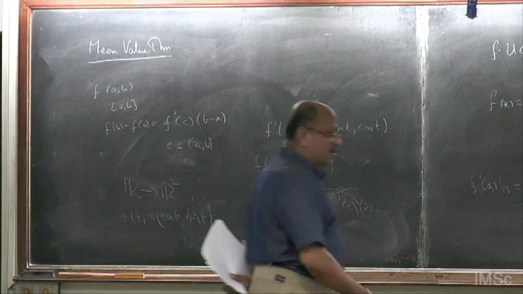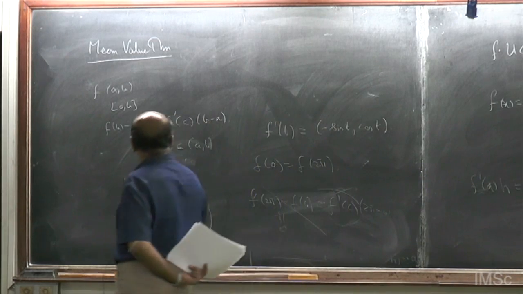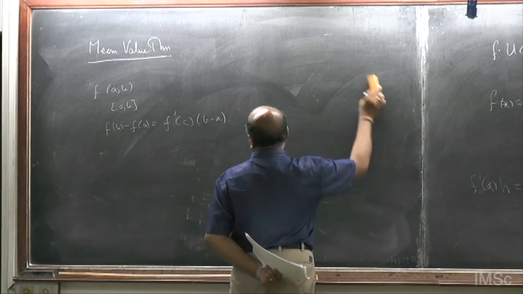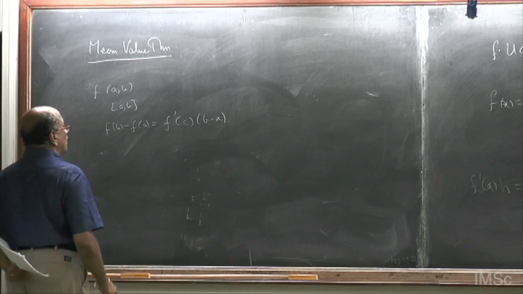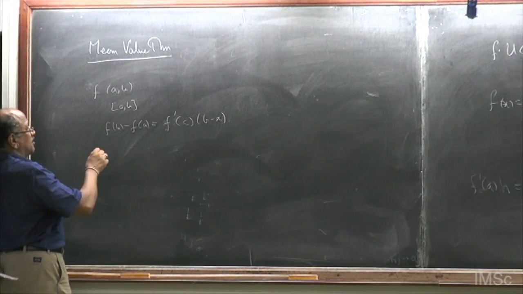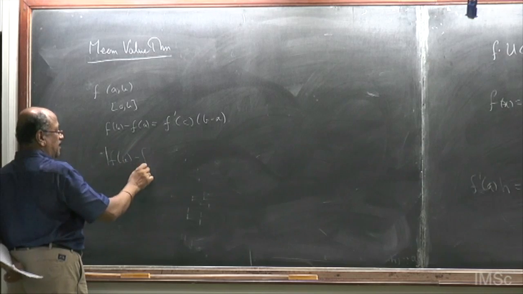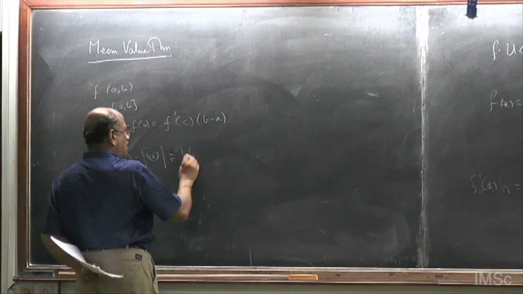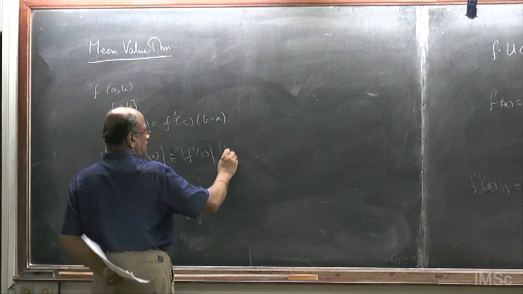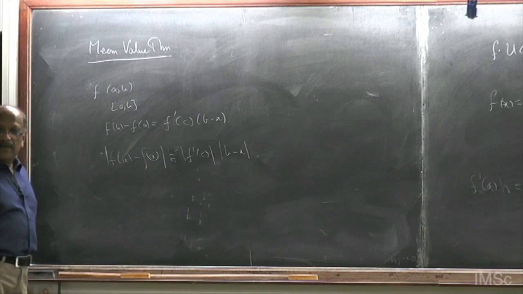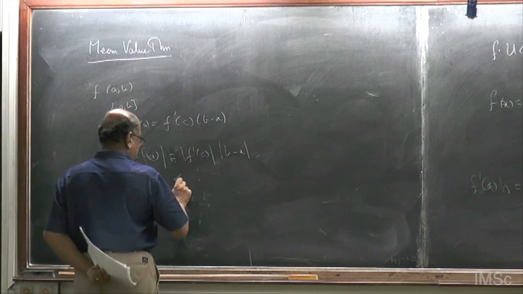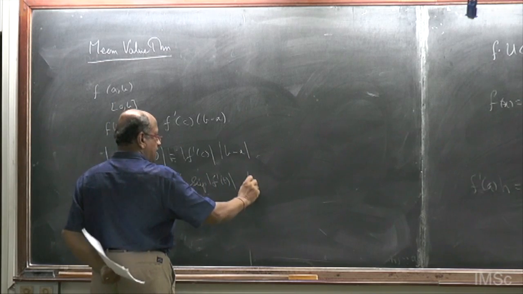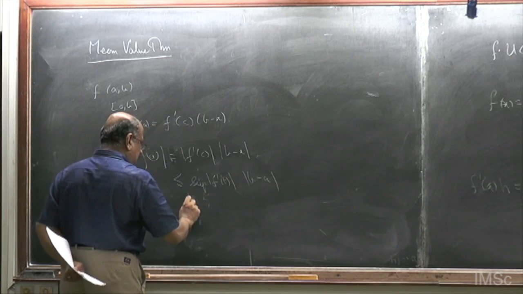What one can get is, on the other hand, look at this: take the modulus |f(b) - f(a)| less than or equal to |f'(c)| times (b - a). This is less than or equal to the sup of |f'(t)| times (b - a), where t belongs to (a, b).